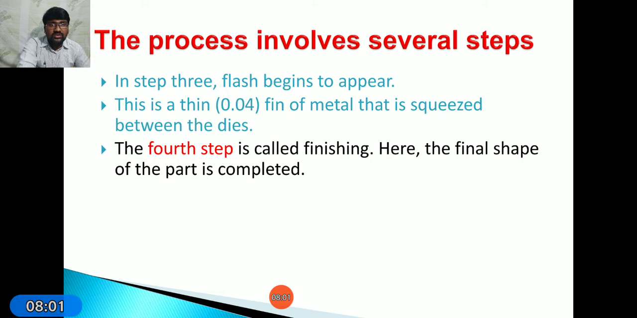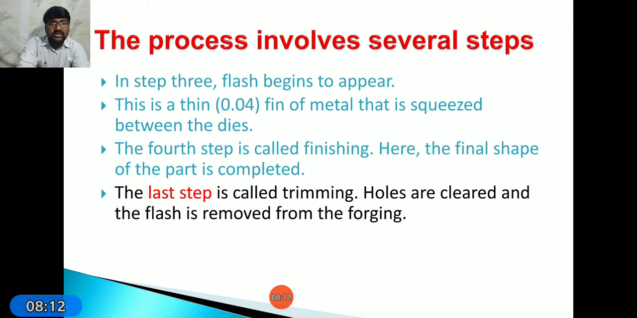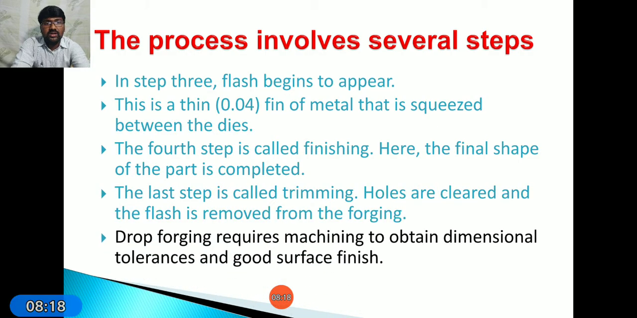Next, the fourth step is called finishing. After the completion of the process, the final shape of the part is completed. We have to finish the workpiece, removing the flash or any other defects. Next, the last step is called trimming. Holes are cleared and the flash is removed from the forging. Next, drop forging requires machining to obtain dimensional tolerance and good surface finish.